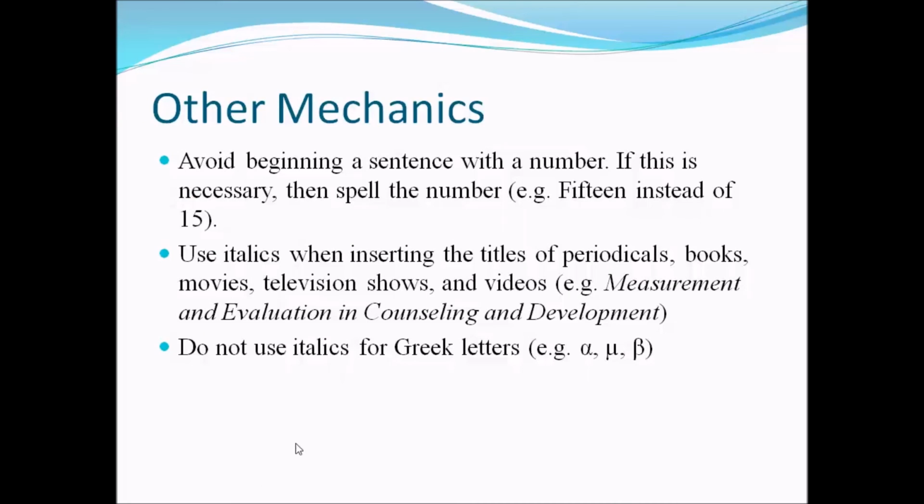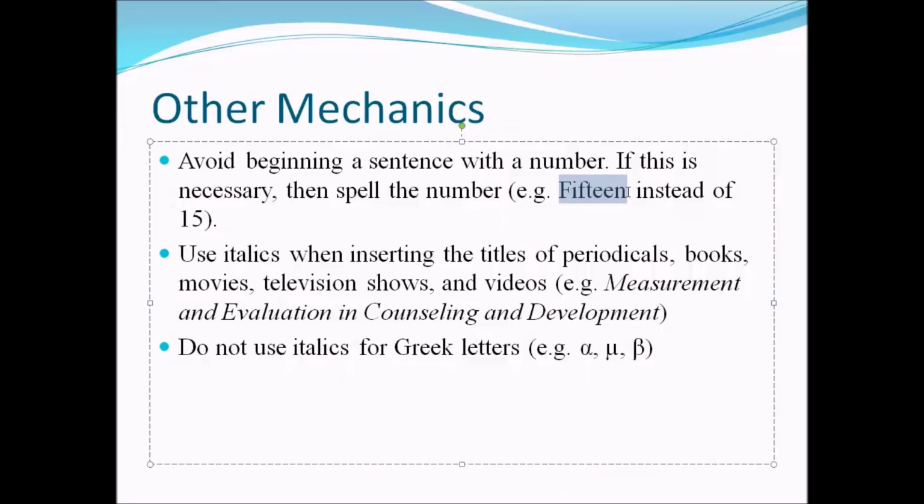So now let's take a look at some other mechanics issues that I see commonly. Avoid beginning a sentence with a number. If you absolutely must use a number to start a sentence, spell the number out. So "Fifteen" instead of "15." Again, I'd strongly recommend trying to find another way to express the number in a sentence other than starting the sentence with a number. Also, use italics when inserting the titles of periodicals, books, movies, television shows, and videos.